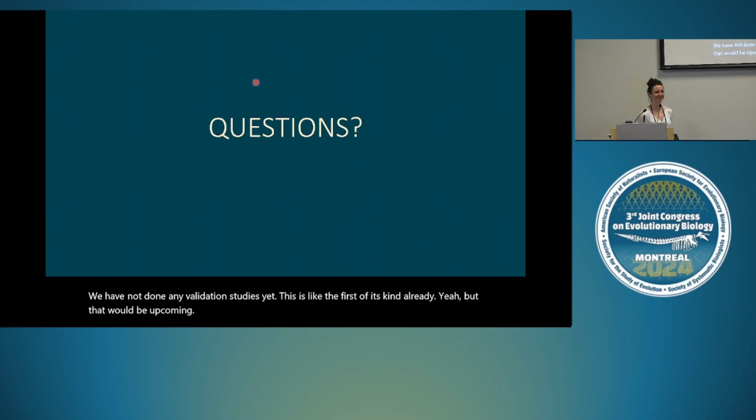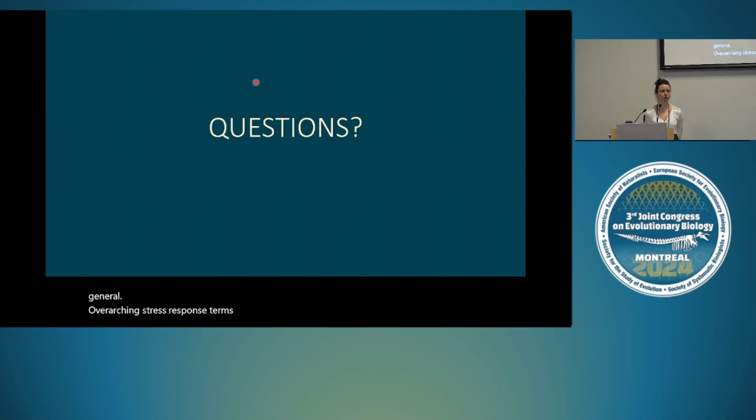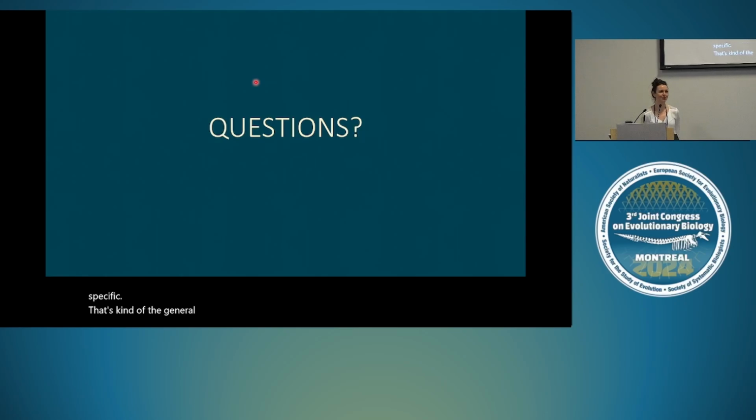Was there any interesting GO terms that you came across? Did you say what they're different between? Yeah, so what it looks like is that there's more general overarching stress response terms that came up for the DTE genes. And the DTU genes seem much more specific, like regulating particular metabolites or molecules. That's kind of the general difference so far that I made out. That's a great question.